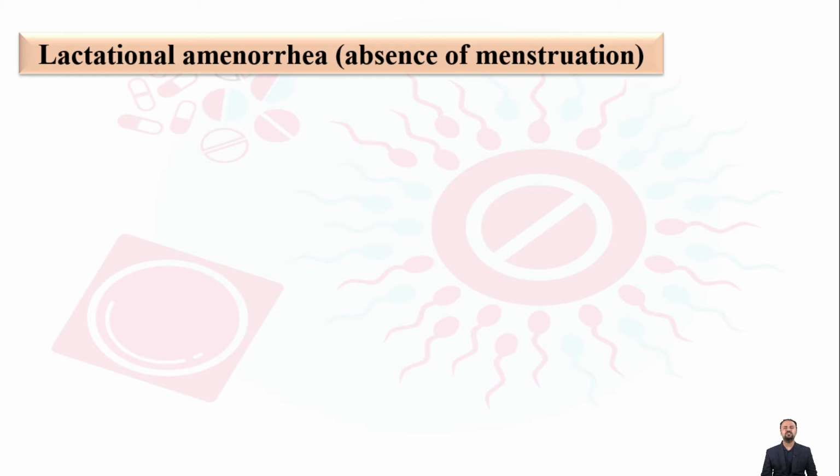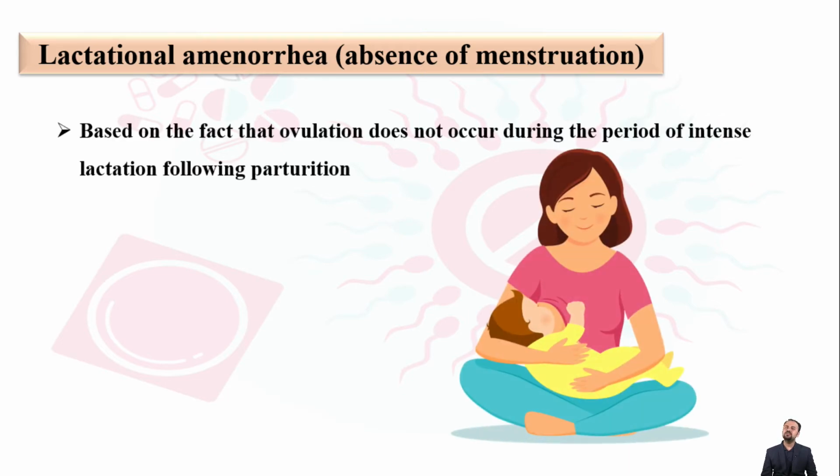Next students, let us talk about lactational amenorrhea, that is the absence of menstruation during the period of intense lactation. Students, this particular method is based on the fact that ovulation does not occur during the period of intense lactation following parturition, that is following the delivery.